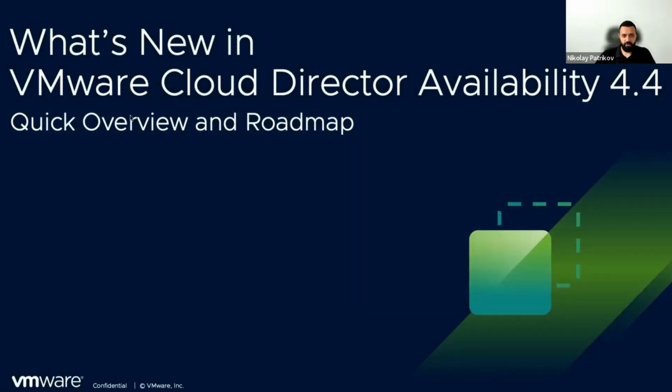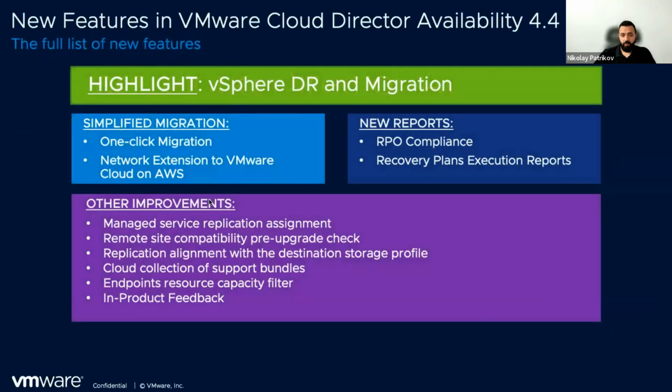All right, let's dive into the new capabilities in 4.4. Okay, sure. So what's new? We have a big highlight, and this is the vSphere DR Migration. It's a new destination supported. So far, we support only Cloud Director as a destination. And now with this new release 4.4, we also support vSphere-based clouds, where we can protect and migrate workloads from on-premises or from other vSphere-based clouds.